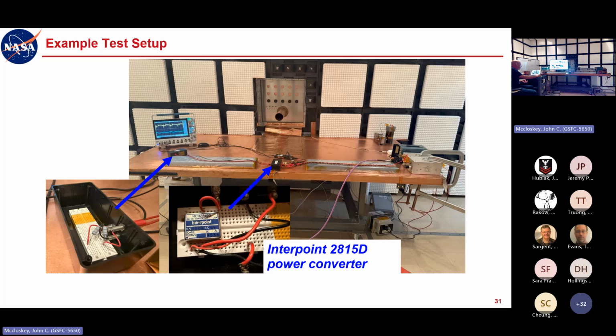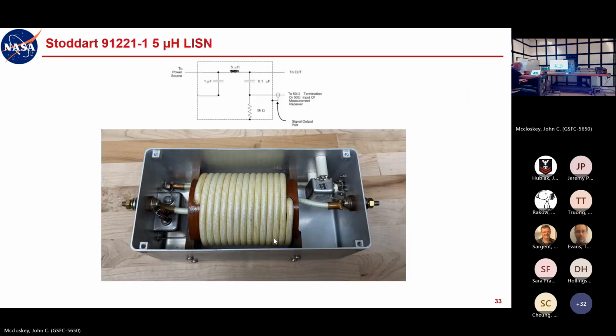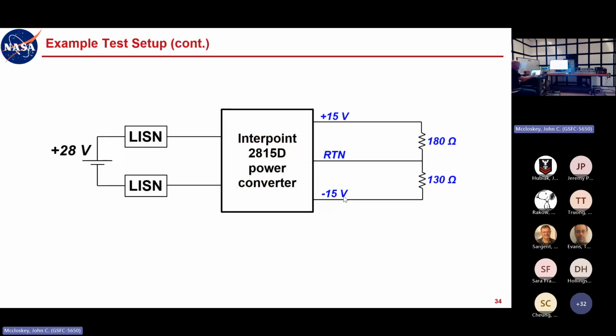Okay, so we have our 5 microhenry LISNs here with the big honking clamps, like I showed you earlier, and yeah, power supply going through the LISNs. And we looked at the 5 microhenry LISN earlier, so your couple capacitors and so on. Okay, so here's a schematic representation of the setup. It's very simple, 28 volts going through the pair of LISNs into the converter. So, 2815D, there we go. That's the part number of the converter. And then it gives you plus minus 15 volts with respect to the return, and then through a pair of load resistors.